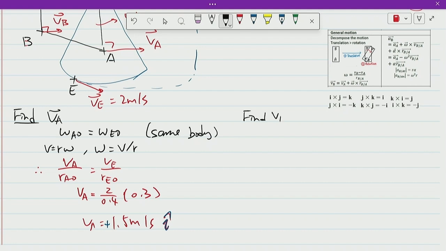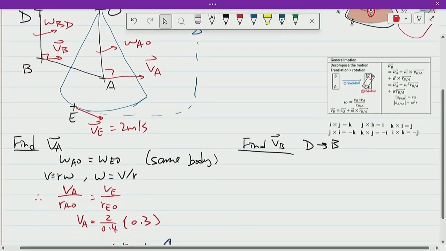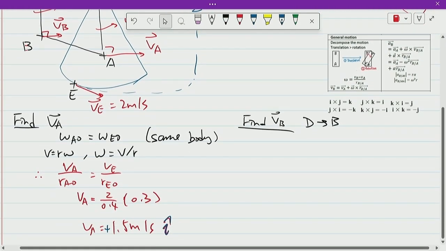Now we also want to find VB, but in that case we're going to go from D to B. The reason is that we know the velocity of point D is 0.